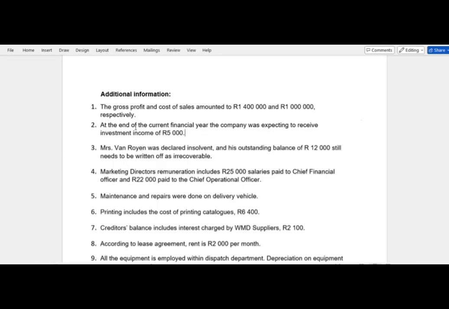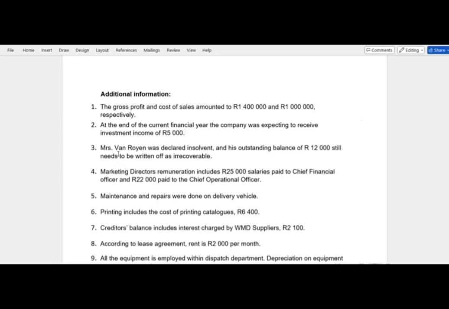Transaction number two says at the end of the current financial year, the company was expecting to receive investment income of 5,000. The investment income is an item that is going to fall under other incomes. We are not there. We want transactions that will fall under our admin or distribution. All right. So let's go to the next transaction.